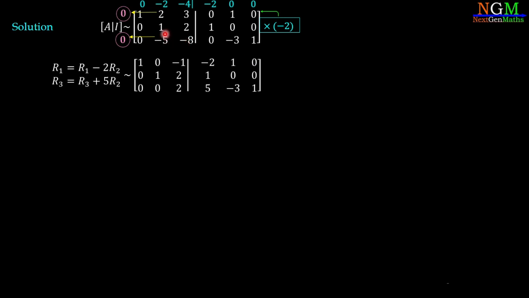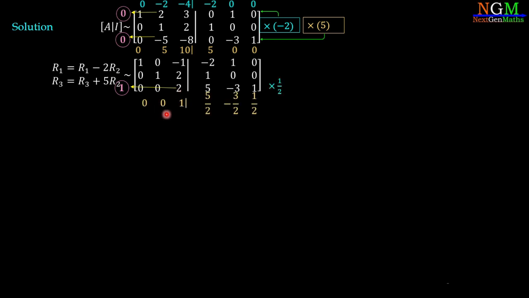Now we have to make this minus 5 into 0. For that, we multiply the second row by 5 and add it to the corresponding entries of the third row. Then we have 0 plus 0, 0; 0; minus 8 plus 10, 2; 0 plus 5, 5; minus 3 plus 0, minus 3; and 1 plus 0, 1. Now we make this entry 1, and for that we multiply the third row by 1 by 2 and we will get 0, 0, 1; 5 by 2, minus 3 by 2, 1 by 2.